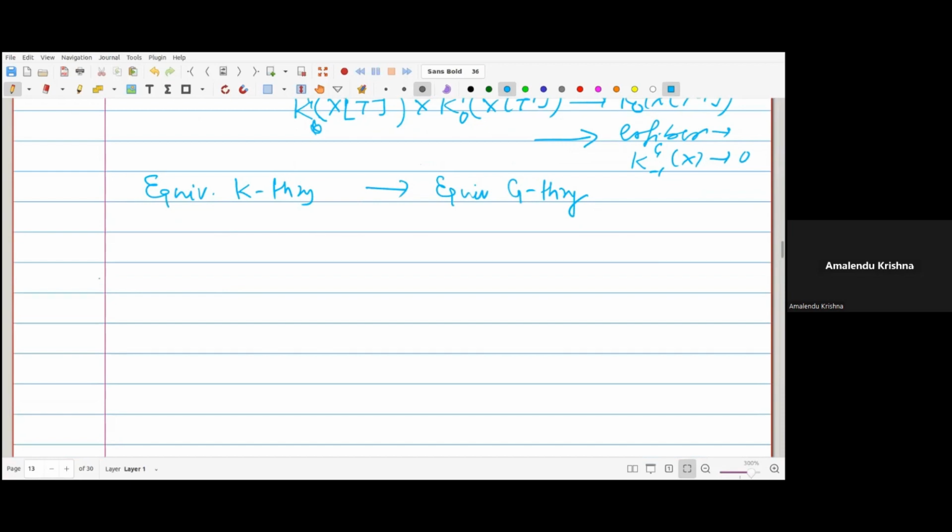So now let's see some examples. Let's take X equal to just a point itself, meaning X equal to Spec k. Then what is this K_0 of G of k? Well, you can see that this is nothing but the representation ring of G.